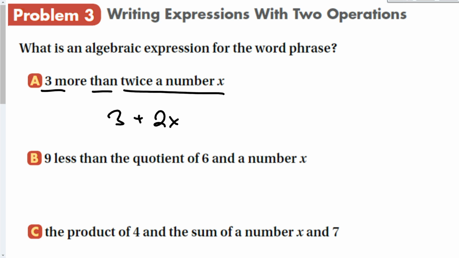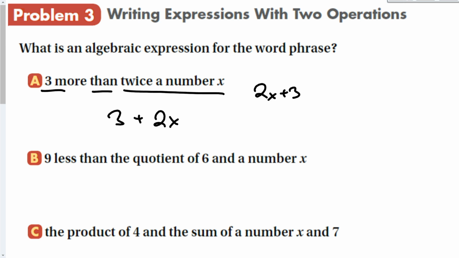Now, we could have written it the other way. With addition, it doesn't really matter. Usually, the better way would be with the variables first. But we'll get to that more later. Okay? 9 less than the quotient of 6 and a number x.